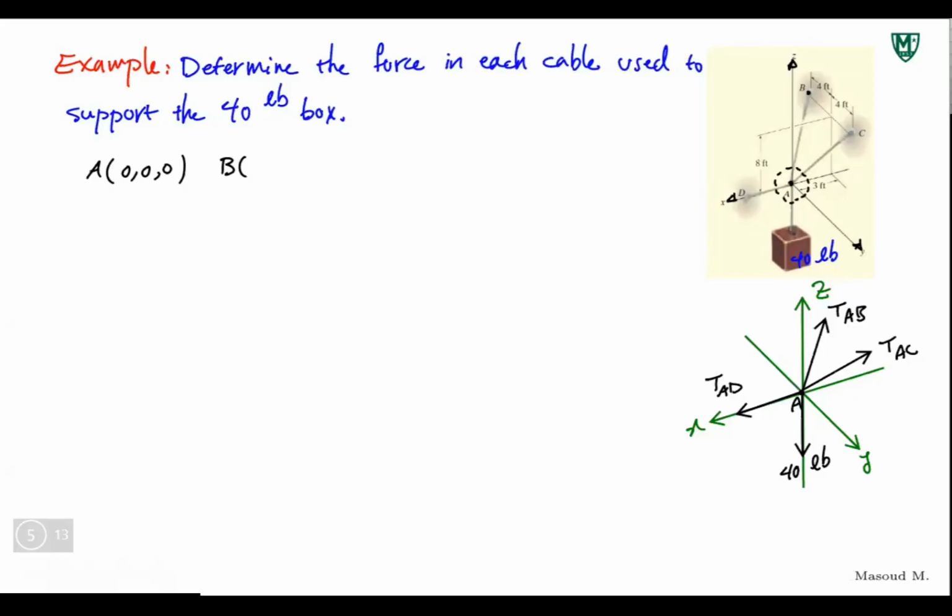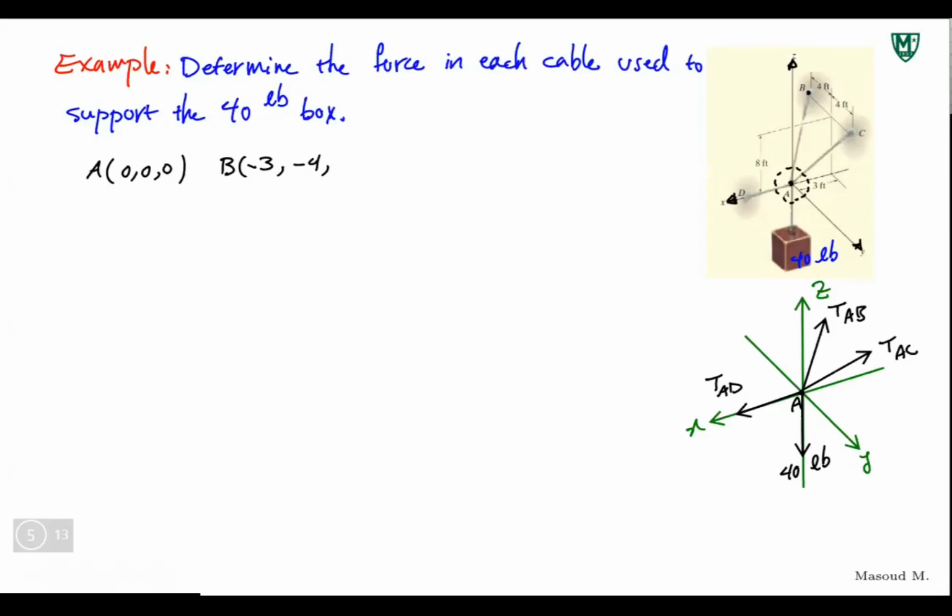That's a little more challenging. Look at the values. What is the X? Minus 3. Because the positive X direction is this way, right? So it's minus 3. What is Y? Minus 4. Y is minus 4, exactly.